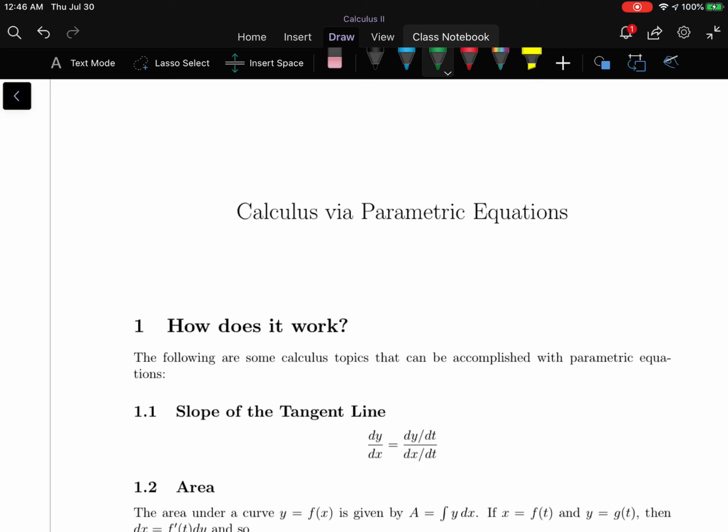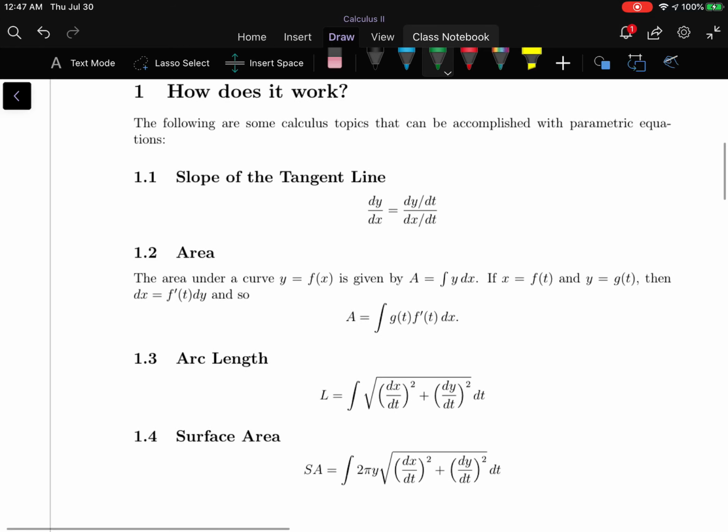Hello again. This is a continuation of the parametric equations topic. The last video just gave you some general idea of what parametric equations are like when they're used, but now we're really going to get into actually how to do calculus with parametric equations. Some of the particular calculus applications that you're going to see are finding the slope of the tangent line, area, arc length, and surface area.